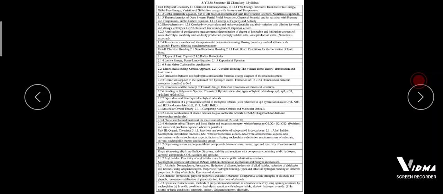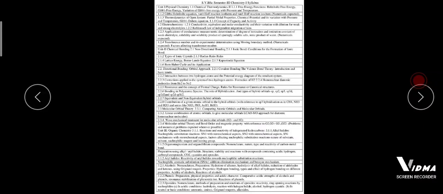Again some numericals are there based on this. Then the next part in unit 1 is the transference number and its experimental determination using the moving boundary method. Some numericals are there, and the factors affecting the transference number that we have to see in unit number 1. Then in unit number 2 we have to see chemical bonding.